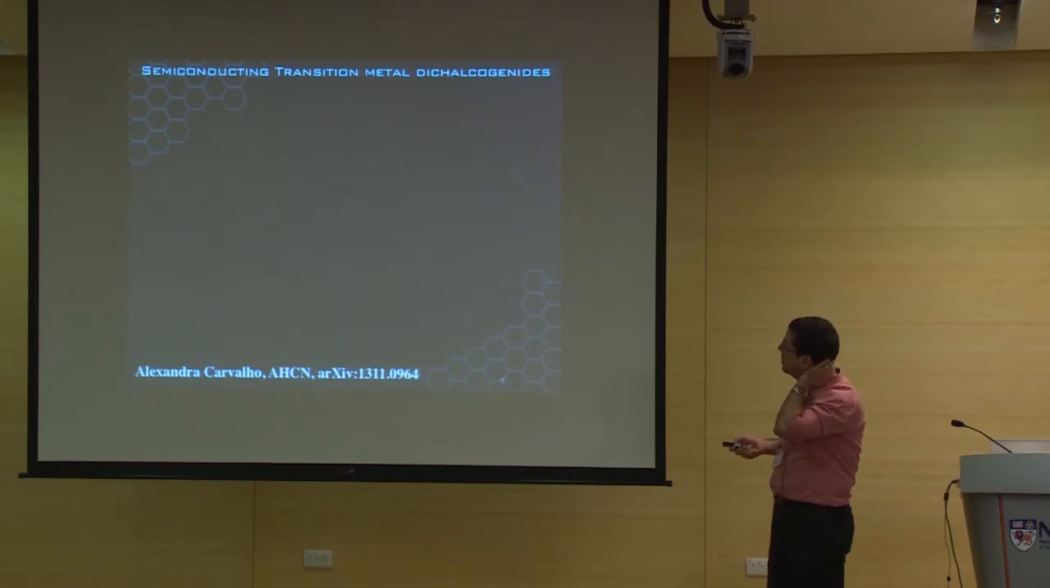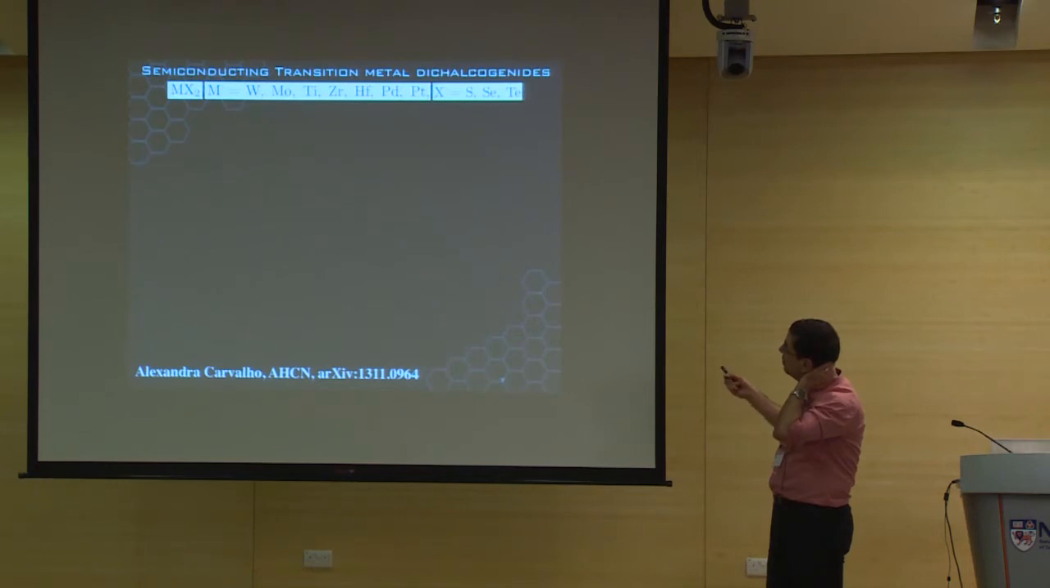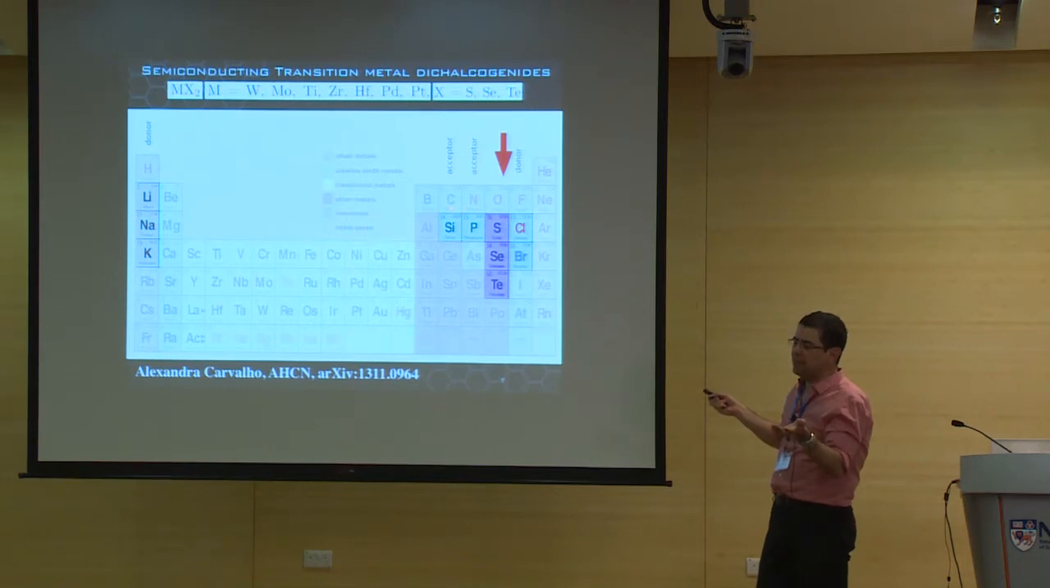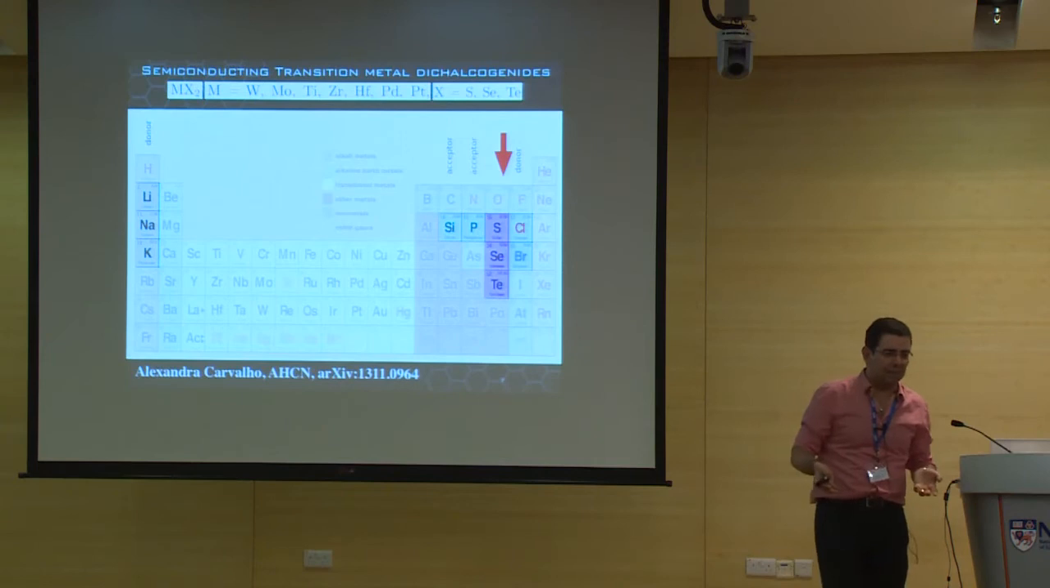So how do we get to these donor and acceptor states? Again, you just have to look at the chalcogen atoms and then look at the periodic table. The chalcogens are here. Everything on this side is going to create acceptor states, and everything on that side is going to create donor states.